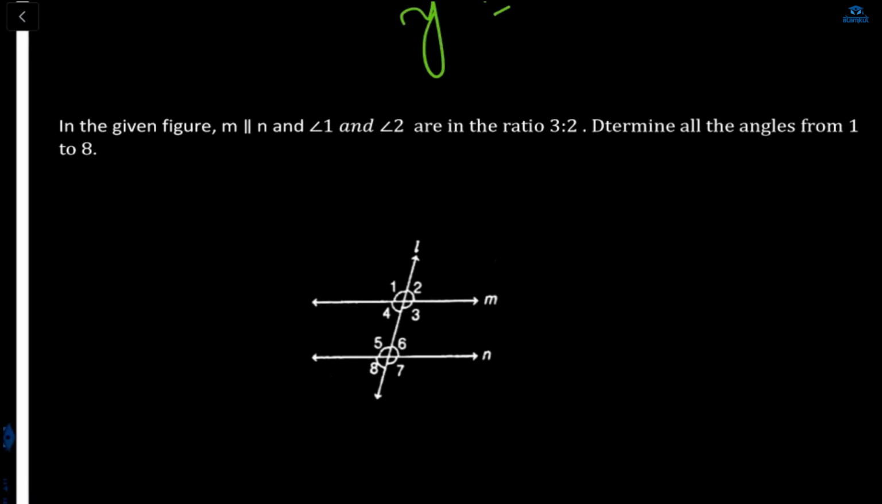From there, since angles 1 and 2 are on line M and ray L is standing on it, from the linear pair axiom, angle 1 plus angle 2 will be equal to 180 degrees, okay? So from there you'll get the value of K, and when you get the value of K, you'll get the exact value of angles 1 and 2. And after that, you just compare with the values of the other angles.